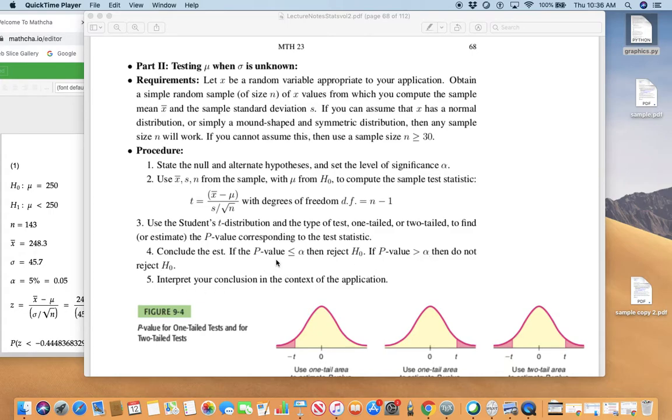So notice, typically in the student's T distribution, the p-value will be in an interval. Okay, so you will get a range. So this is a little different than the previous case.